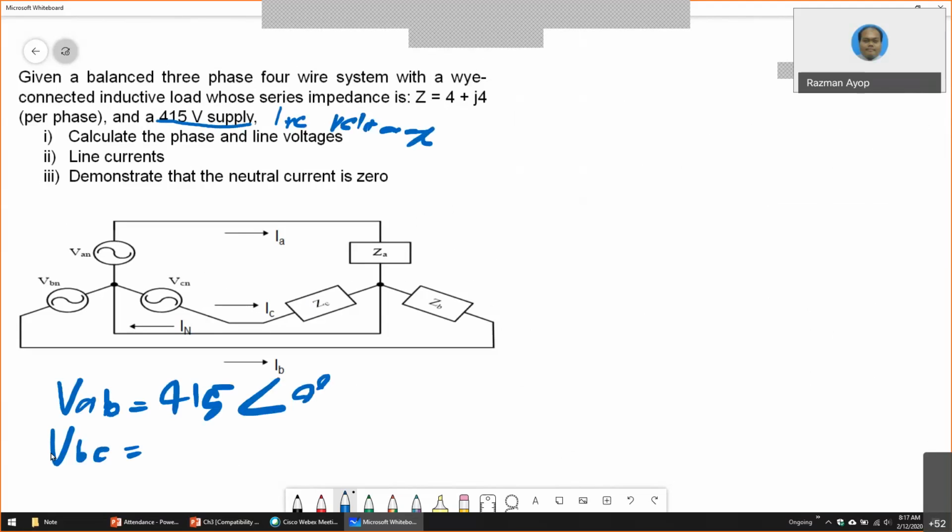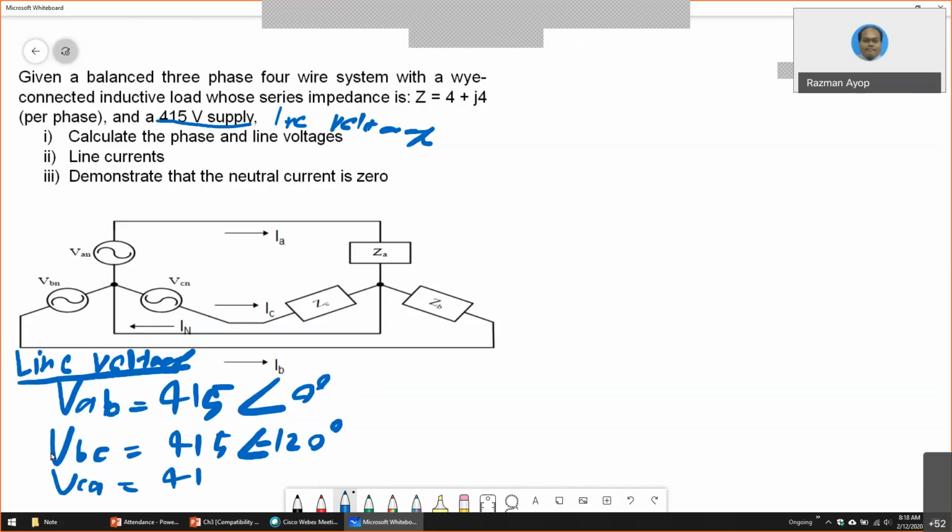VBC, positive sequence A, B, C, A: 415 angle negative 120 degree, and this one is line voltage. Make sure you state what this is, because if not, you can lose marks. Make sure you tell what is the line voltage and what is the phase voltage. VCA equals 415 angle negative 240 degree. That is the line voltage. How about phase voltage?